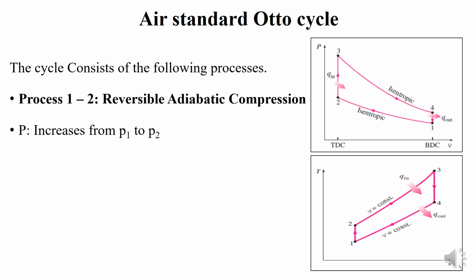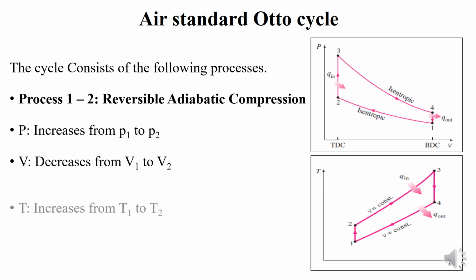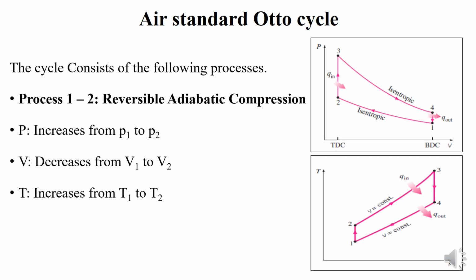So 1 to 2 reversible adiabatic compression, what will happen? Pressure will increase, volume decreases, temperature increases, whereas entropy will remain constant. For this, work done is given by (P1 V1 minus P2 V2) divided by gamma minus 1, whereas Q is 0. That is, heat addition to this process will become 0 since it is a reversible adiabatic process.